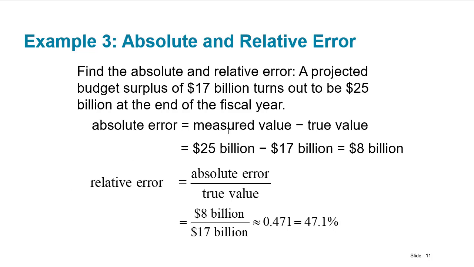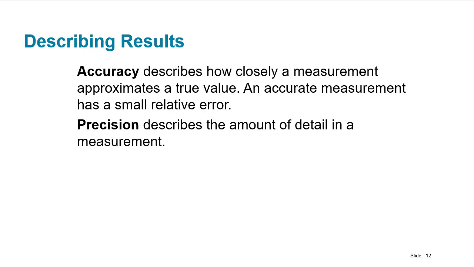So let's find the absolute and relative error. A projected budget surplus of 17 billion turns out to be 25 billion at the end of the fiscal year. So when you do the subtraction, that's 8 billion over. And when you do 8 billion over 17 billion, that tells you we were 47% over, right? So anytime, remember we talked about relative always means percentages. So anytime you do a relative, your answer is always going to be a percent, because it's basically giving you what percent of that bottom number, right? What percent of that reference number are we talking?